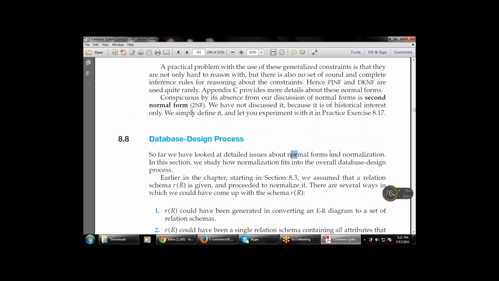So far we have looked at the detailed issues involved in database design, namely normal forms and normalization. In this section, we study how normalization fits into the overall design process, what the use of normalization is, and what processes are used for the design part. Earlier in the chapter, starting in section 8.3, we assumed that the relation schema R is given and proceeded to the normal forms. So the relation is given and we need to process it for the normal forms.